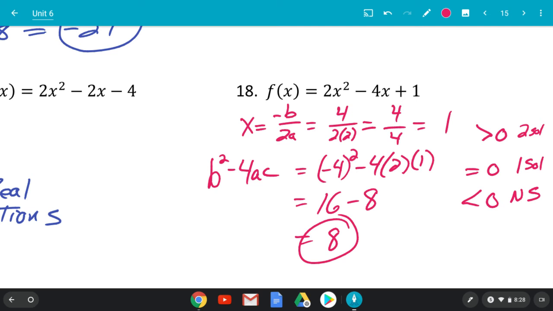So since this is positive, it's going to have 2 solutions. And that's what you're looking for. Question.